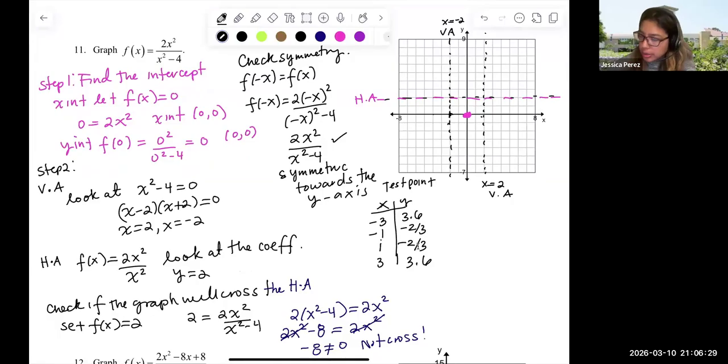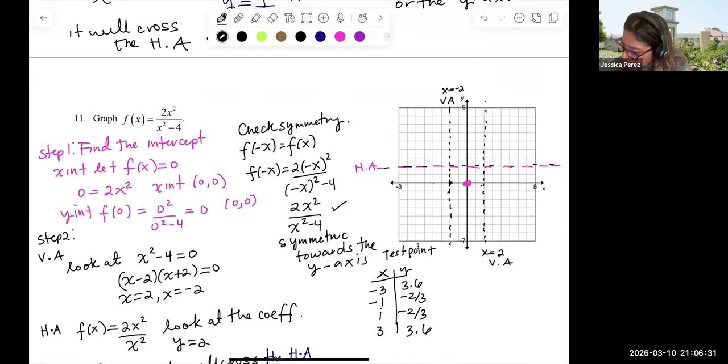If we graph our function, as x is approaching negative 2 from the left side, this is going to go to positive infinity. Then we're going to have a parabola going down. And then as x approaches positive infinity, it will reach your horizontal asymptote. And it has this behavior because we have symmetry.